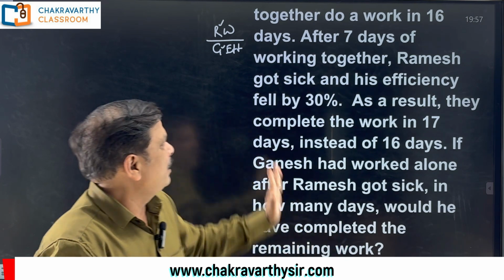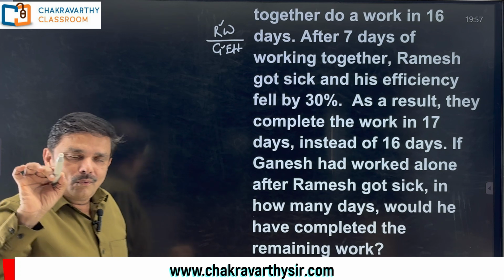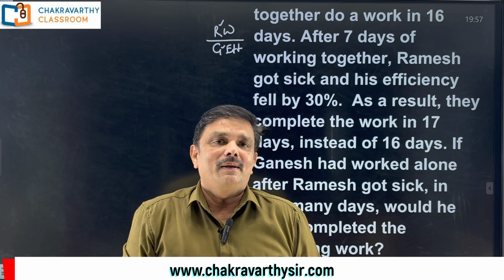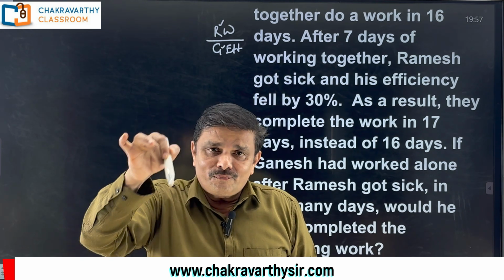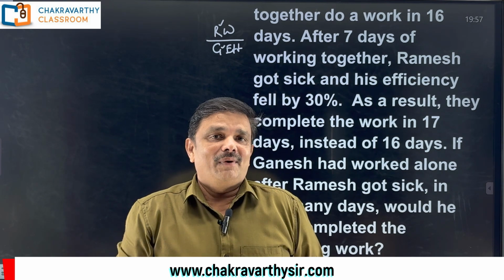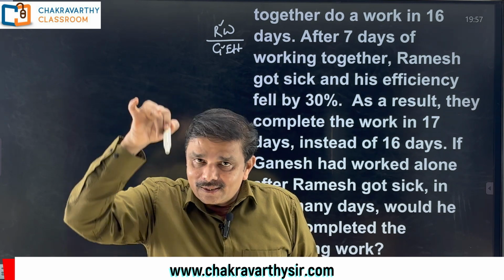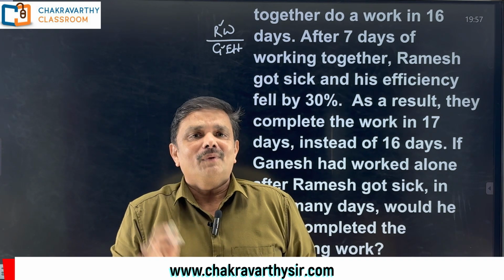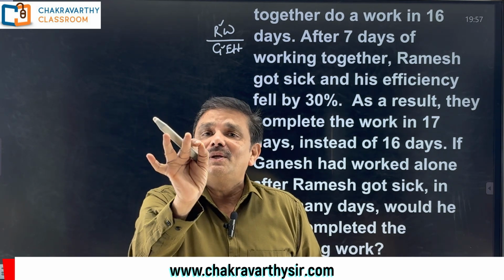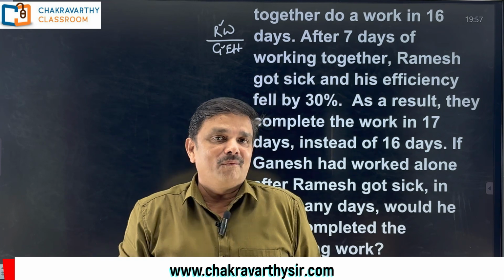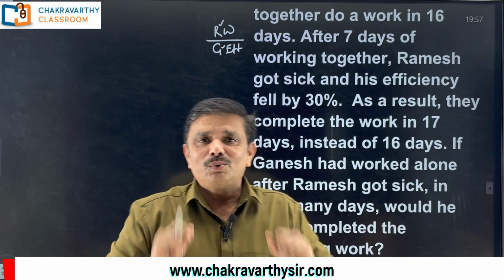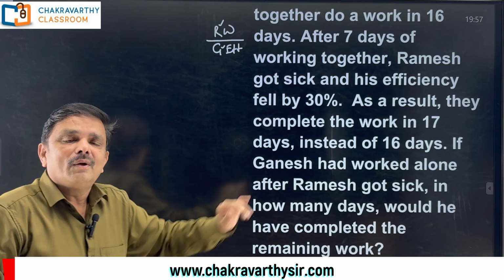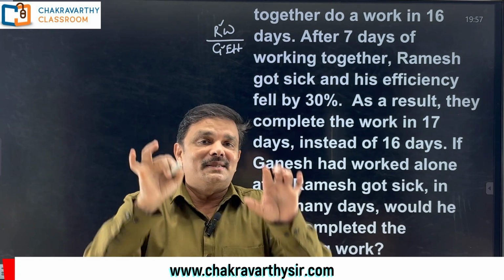How is that? Think logically, students. Here, work should be completed in 16 days, isn't it, if they work properly? But one person fell sick. That's the reason why after 7 days, that sick person worked with only 70% of the capacity. That means what is the remaining work? I find out the remaining work in 2 cases. What are the 2 cases? Suppose they work together with the same capacity, what is the remaining work?